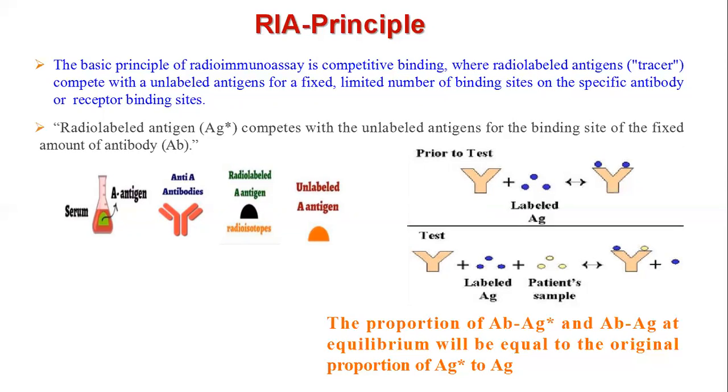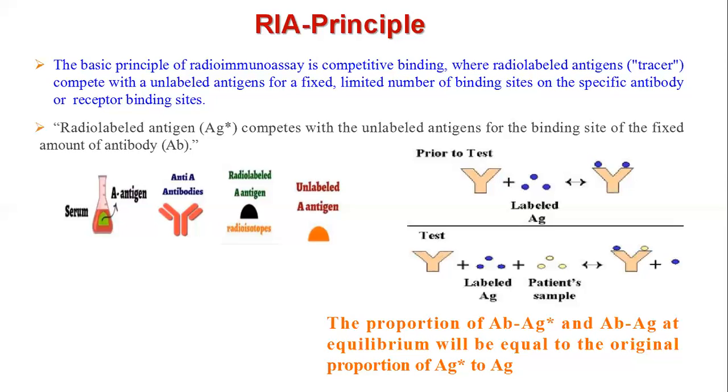The radiolabeled antigen is expressed here as Ag star, and the labeled antigen is shown here as blue dots, while the unlabeled antigen, that is the patient serum, is shown as yellow dots. You can see that the radiolabeled antigen, or tracer, competes with the unlabeled antigen in the patient serum for the binding sites of a fixed amount of antibody. The Y-shaped orange shape here is the antibody.